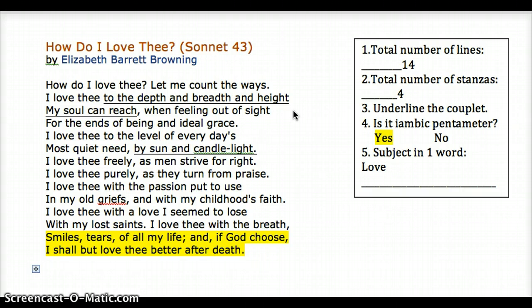It's called How Do I Love Thee? Kind of a famous first line. How do I love thee? Let me count the ways. So let's look over here first. We know that there are 14 lines.